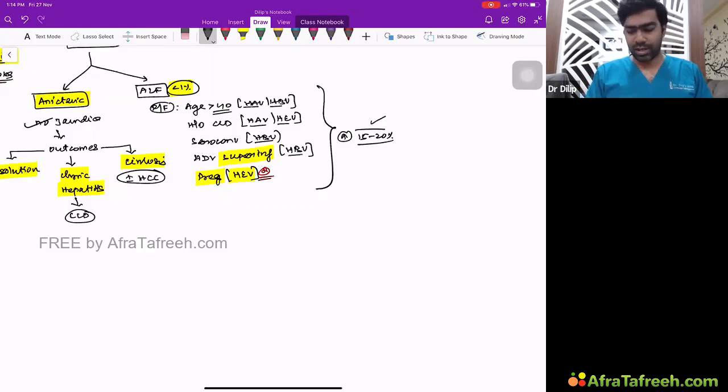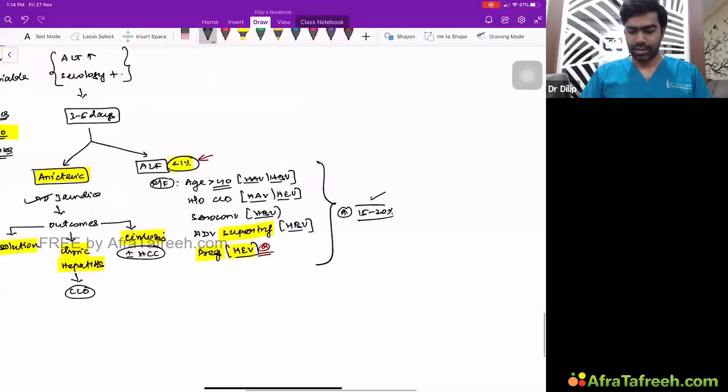And HDV superinfection carries a 15 to 20% chance of getting acute liver failure, and a pregnant woman getting hepatitis E virus has a 15 to 20% chance of getting acute liver failure. But apart from that, the risk of getting ALF due to viral hepatitis is less than 1% only. You don't get that much high risk.